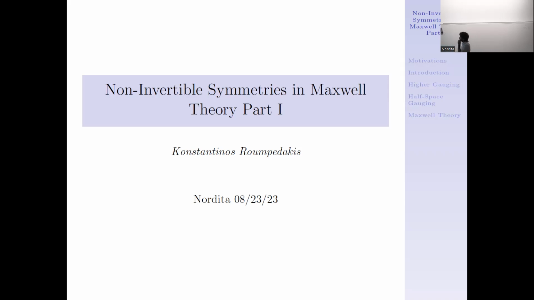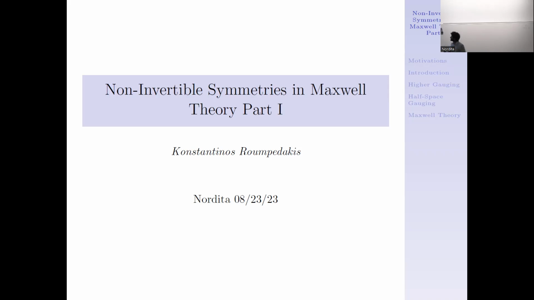Why do we care about Maxwell theory? Actually, we don't. But this is a very simple theory where we can try to develop some new methods for studying non-invertible symmetries, and that is going to be our goal for today. In the first part, I'm going to argue that Maxwell theory has 3 infinite sets of non-invertible symmetries, which can be constructed either by higher gauging or half-space gauging, which, although I'm sure that everyone is familiar with, I'm going to review anyway.